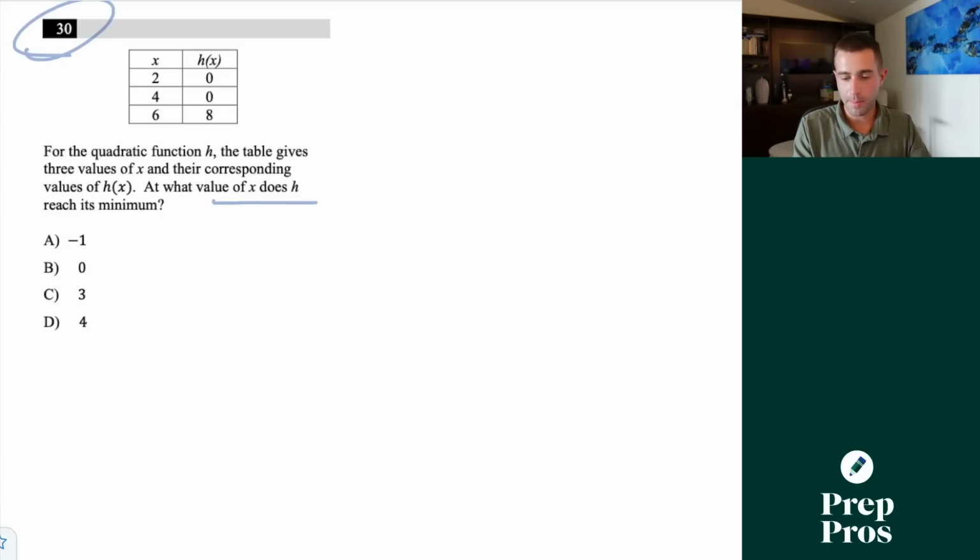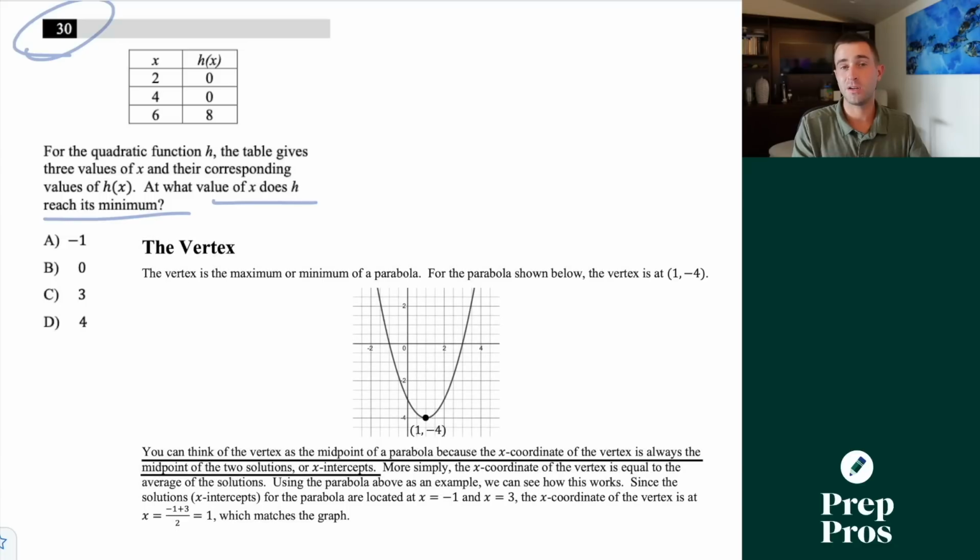Well, I'm going to pop on a screen a page from my book here because the principle that this question is testing you on is understanding that the vertex is the midpoint of your x-intercepts. Parabolas are symmetrical in both directions, so the midpoint of those x-intercepts always gives you your vertex.